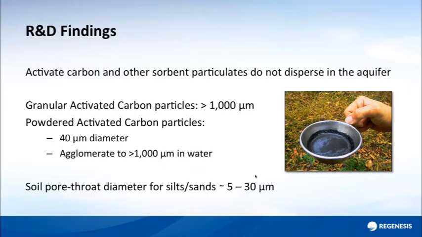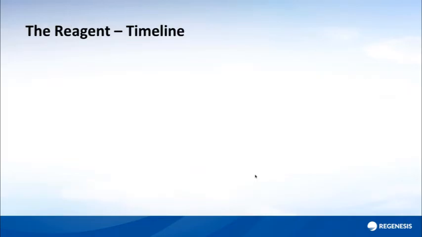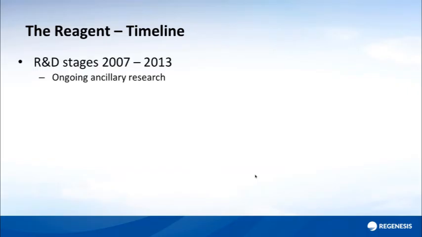The only way to get powdered carbons through a formation would be to fracture them in place, to go with soil parting, and this would greatly limit the contaminant contact to the edges of the small fractures or cracks or spears or whatever it would be, but not the dispersive flow that we would be seeking. So with the development of PlumeStop, the timeline was something like this. Back in 2007, we really started the work, and that continued through to about 2013.